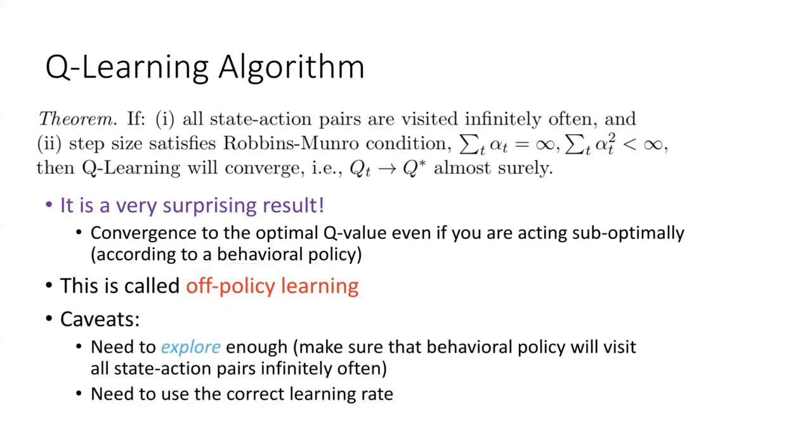Okay. Now, a few caveats that you need to be worried about. We need to explore enough. That is, we need to make sure that the behavioral policy will visit all state action pairs infinitely often, and we need to use the correct learning rate. That is an easier assumption. You can set the condition on the learning rate, but making sure that each state action pair is visited infinitely often according to your behavioral policy is a little bit tricky.